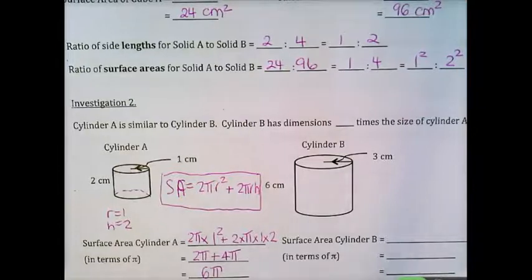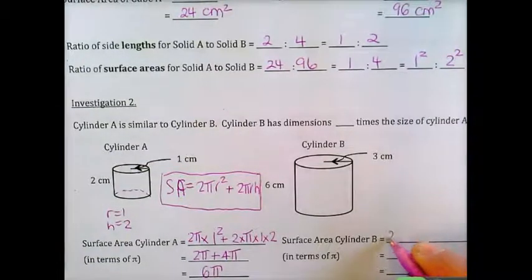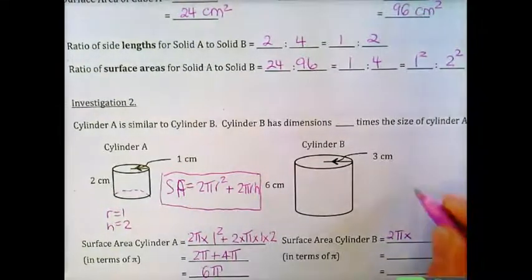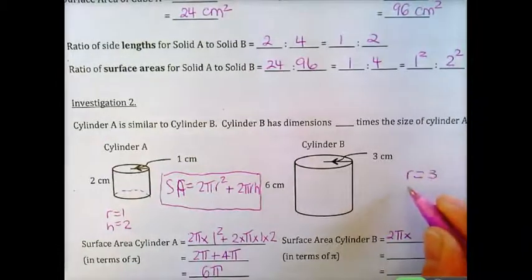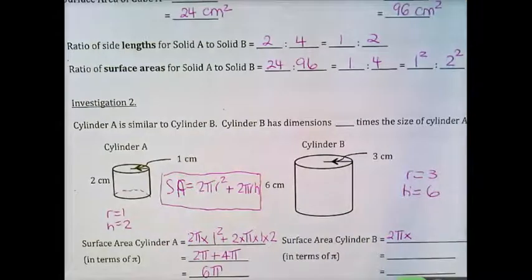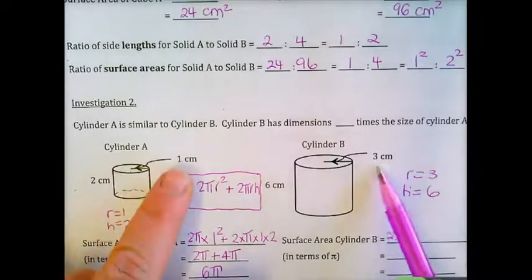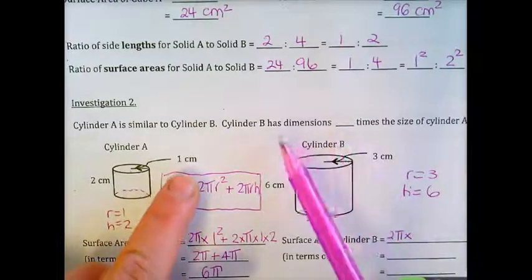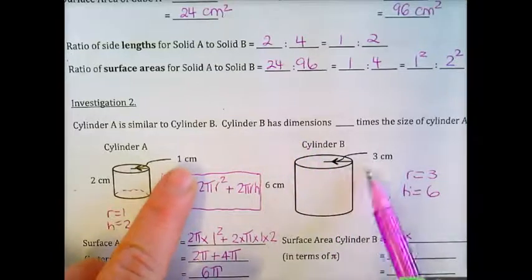Now looking at the second cylinder, it's 2 pi times the radius, which is 3, the height is 6. Now something I didn't do, girls, is ask: cylinder B has dimensions that are how many times bigger?